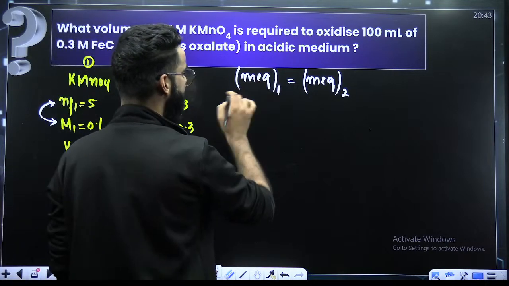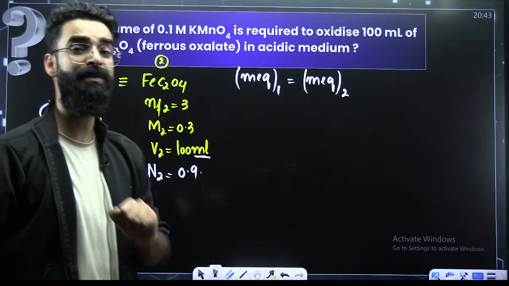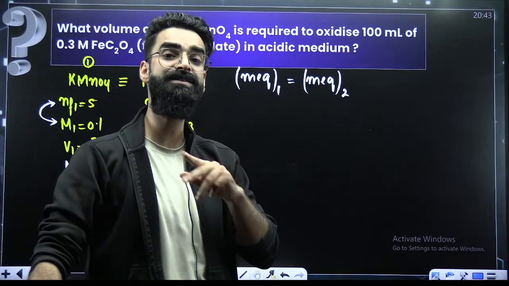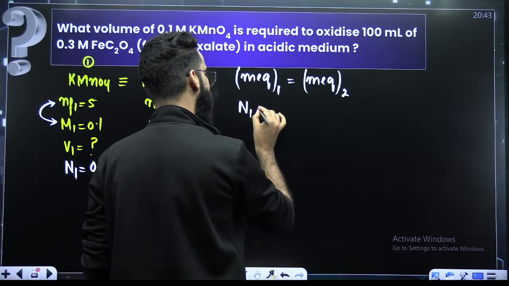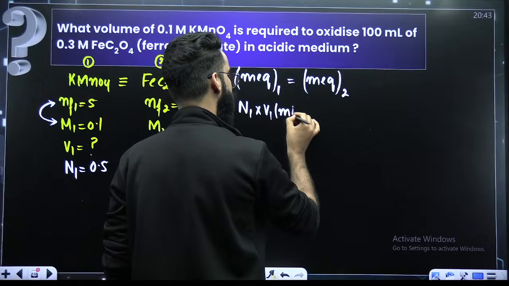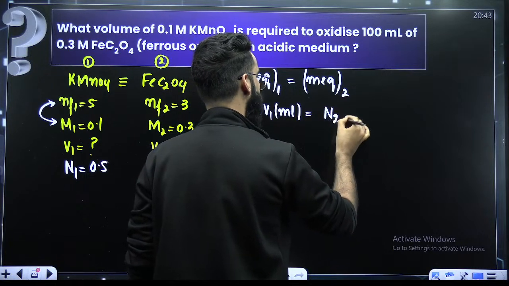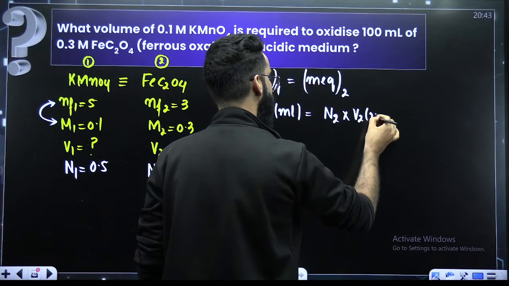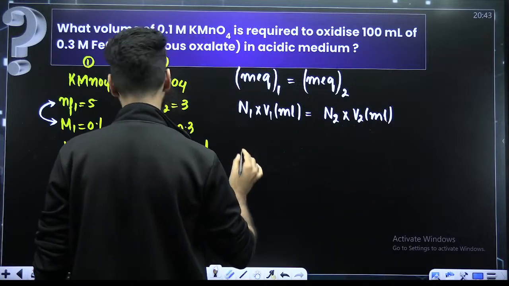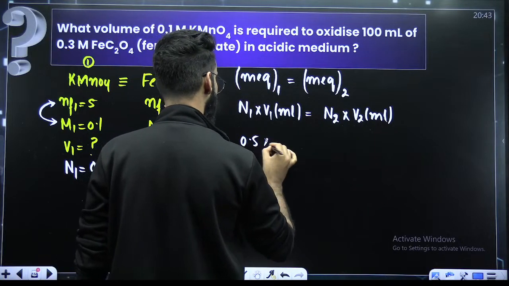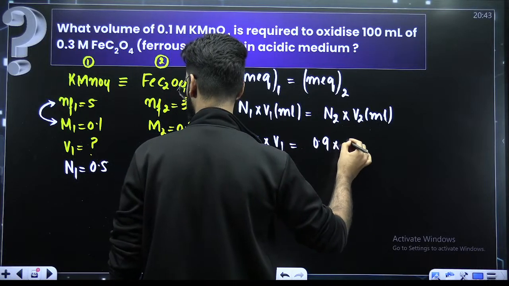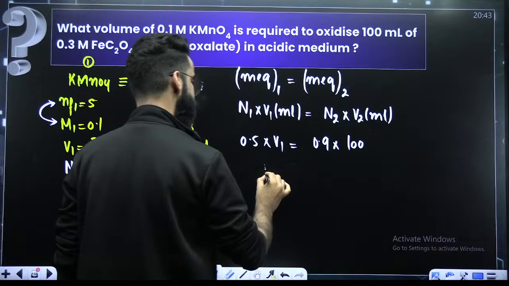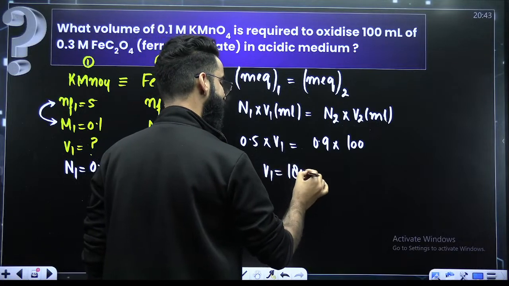Now, milli equivalence of KMnO4. How many formulas do we have to calculate milli equivalence? 3 formulas: mass, millimoles, normality. Which one will I use here? I'll write normality of 1 multiplied by volume of 1 in ml. Similarly, this is going to be normality of 2 multiplied by volume of 2 in ml. Now, all the things are in front of you. N1 is 0.5, V1 to be calculated. N2 is 0.9, V2 is 100. When you solve this, V1 comes out to be 180 ml.